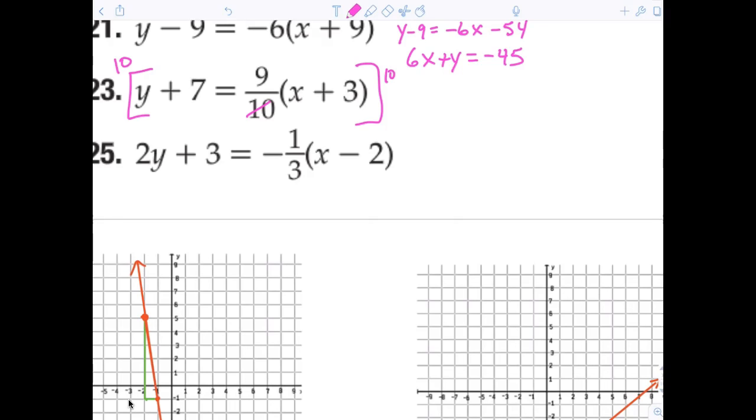So you have y plus 7 equals 9. Wait a minute. You've got to multiply this by 10, though. Oh, yeah. So that would actually be 10y plus 70. Exactly. Equals 90. 10y plus 70 equals 9x plus 10. Exactly. Everybody happy with that? All right. Now, continue.